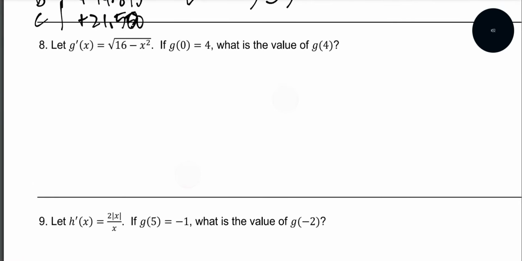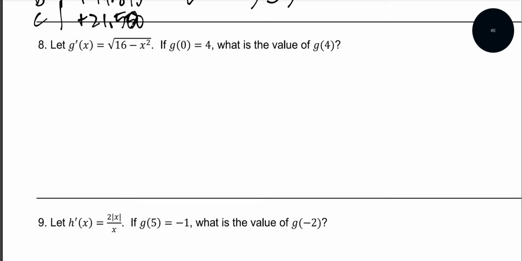Now, G prime is this half circle here. You do need to be able to recognize that that is the equation of a half circle. So, the radius is going to be 4, 4, and -4. And you can complain about it, or you can just learn it. And the choice is yours. But either way, you will be expected to know that this is the equation of a half circle.